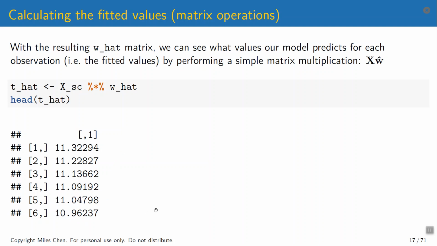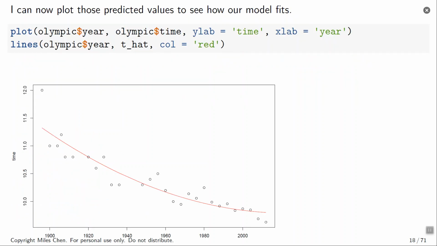This is our vector of predicted values for each x observation. We're going to have a total of 28 of them because that's how many rows we have in our X matrix. Then I can plot that. Here's my data, year on the x-axis, time on the y-axis. We've got our points, and then I'm going to add a line for the year and our predicted values, T hat. And so we can see we have a quadratic fit right there.